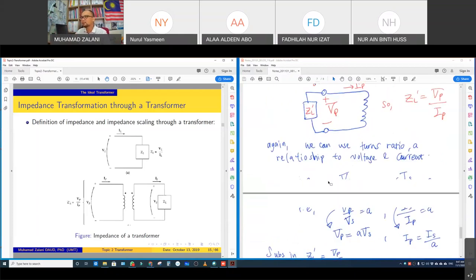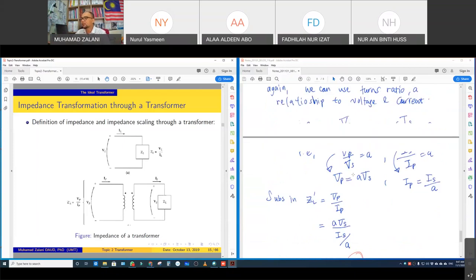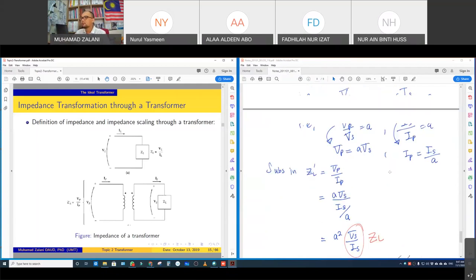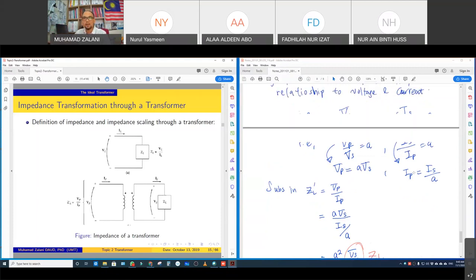In this case, we can use the turns ratio A relationship to voltage and current. For example, VP over VS is A, and IS over IP is A. Rearranging these equations like before, we get VP is A VS, and similarly for the current equation, IP equals IS over A.